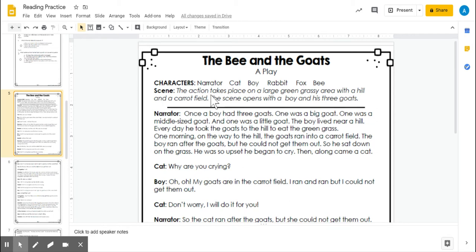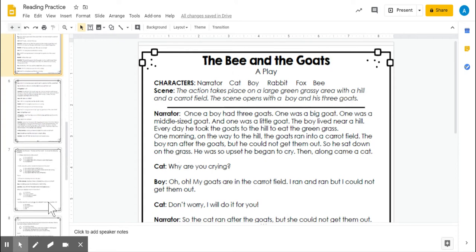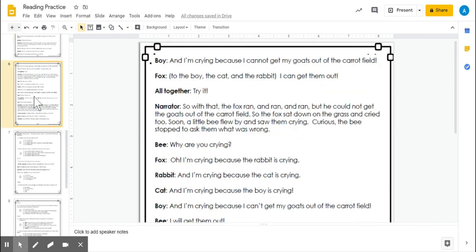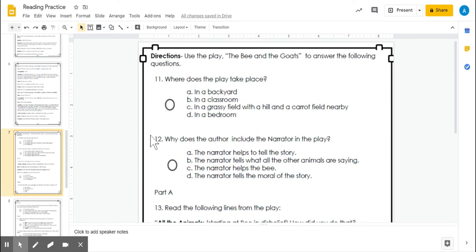So the characters in this, we have our narrator, our cat, boy, rabbit, fox, and bee. The action takes place in a large green grassy area with a hill and a carrot field. The scene opens with a boy and his three goats. Again, before we start reading this, we set our scene and we're going to go look at our questions we need to be looking for while we're doing this.